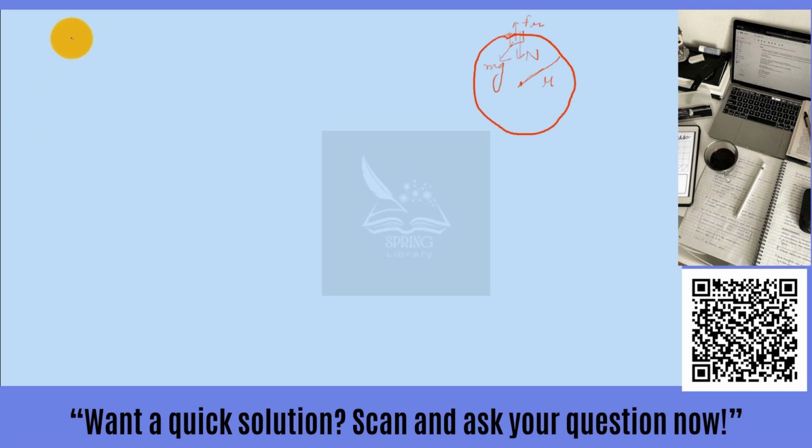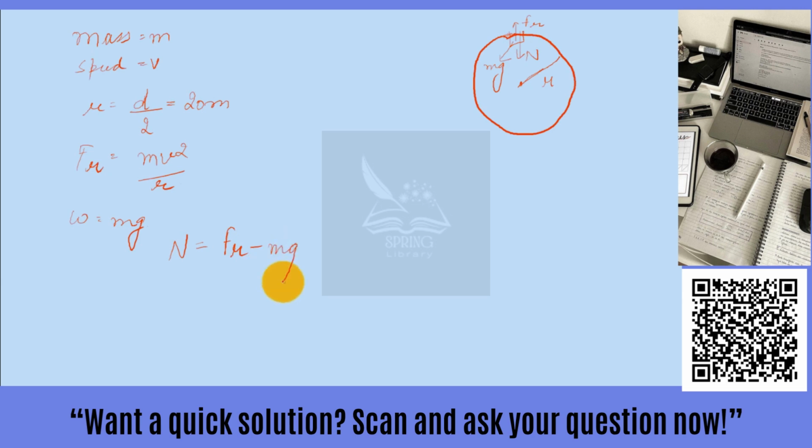Solution: consider that the mass of the car is small m, and the speed at the top is small v. Now the radius of the loop is small r, which is d by 2, 20 meters. Hence the centrifugal force experienced by the car, Fr, is equal to mv squared upon r. Now the gravitational force on the car is W equals mg. Hence the normal force capital N is equal to Fr minus mg.